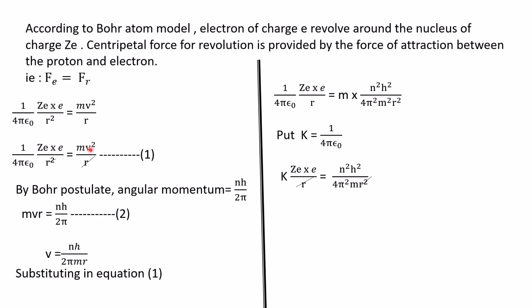Substituting for v, v is equal to nh by 2 pi mr, squaring gives n square h square by 4 pi square m square r square. Instead of 1 by 4 pi epsilon 0, we can put K. So, K into Ze into e by r is equal to n square h square by, we can cancel this m in the numerator and the m from the denominator. So, we have m here. So, 4 pi square m r square is the denominator. We can cancel r from both sides.